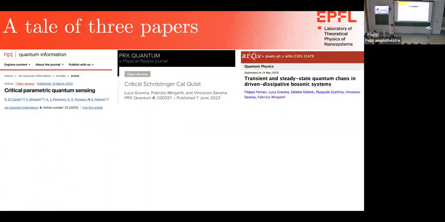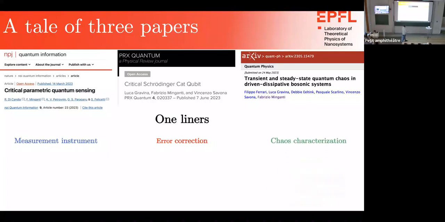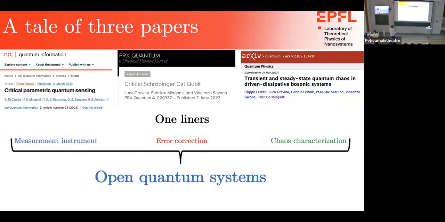The idea, and now it works again. The idea is that I want to start from these 3 results, which we recently got published. Essentially, if we have to use one-liners to describe them, one is that we want to make a measurement instrument. One is that we want to make a correction. And the other one is that we want to characterize chaos. The objective of the talk is that you should go home understanding why we think that all these 3 apparently very different topics can actually be seen through the prism of open quantum systems as something very similar occurring.